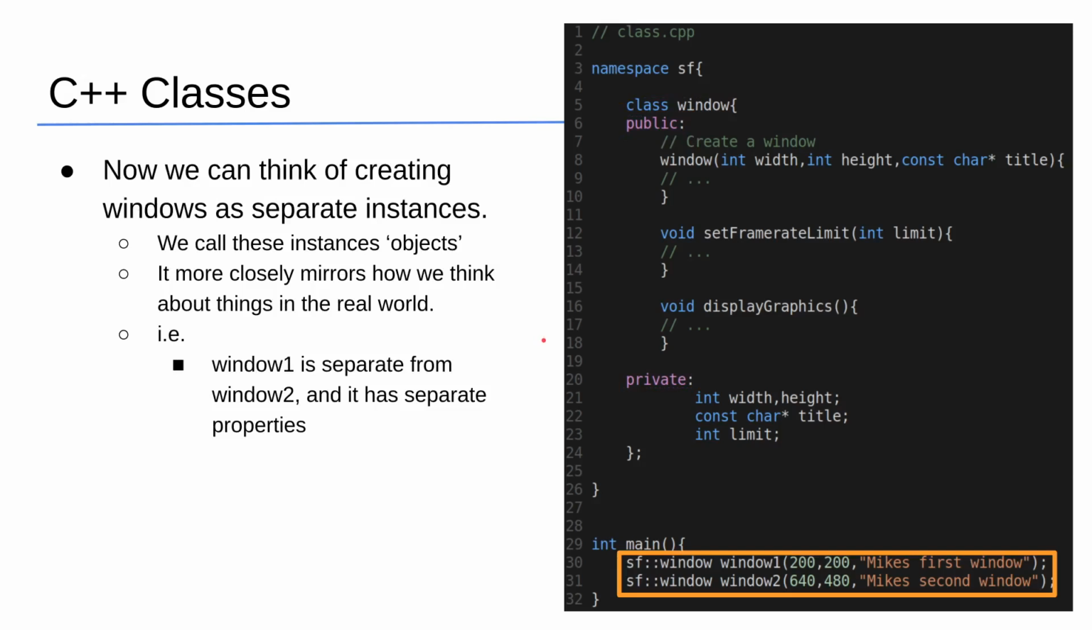Okay, and then again, since we're taking this as object-oriented programming, it has the word object in object-oriented programming, we can think about creating these windows as separate instances. That's down here in the bottom right corner, where I'm creating each of these windows, window 1 and window 2, and they're completely separate instances of the type window here. And this more closely mirrors how we think about things in the real world, right?